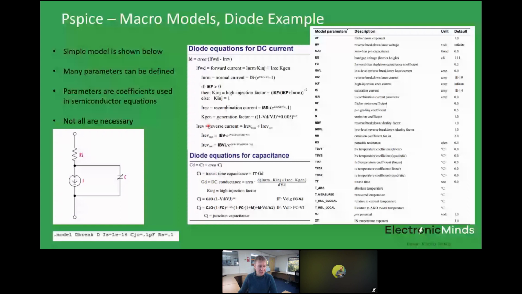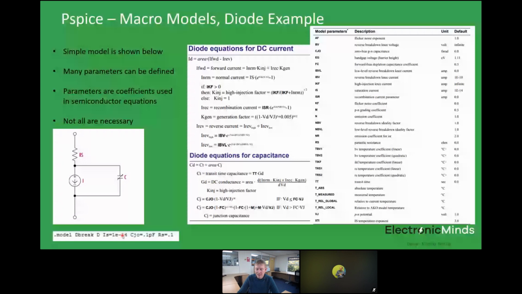The most simple diode model, the D brake I used in the flyback converter example, is simply this. It's a diode where the IS parameter is 1 × 10⁻¹⁴, CGO is 0.1 picofarads, and the series resistance is 0.1 ohms. And that will give you a very basic diode to allow you to do very fast, simple simulations if you don't care about diode behavior too much.